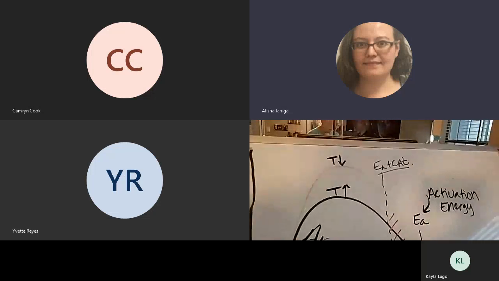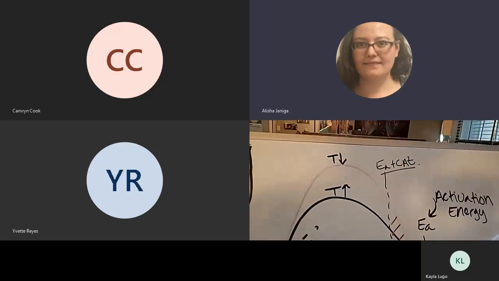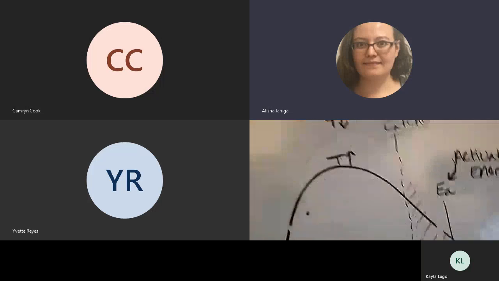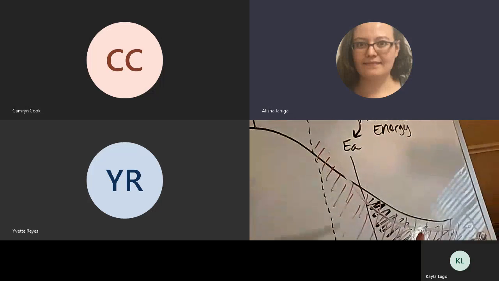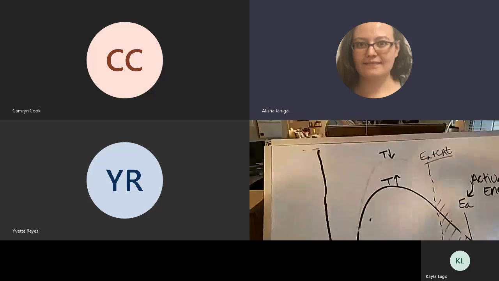I'll get rid of this because this area itself isn't important. The idea of the area is important, but what's on the other side of this activation energy is what we're going to be judging whether or not there's reactions.